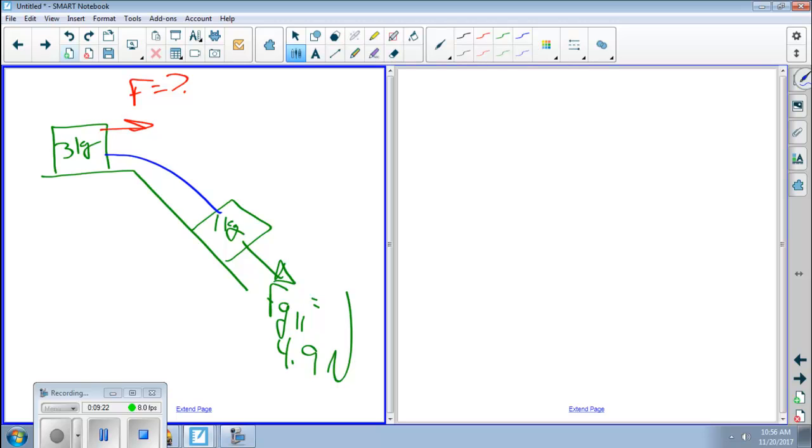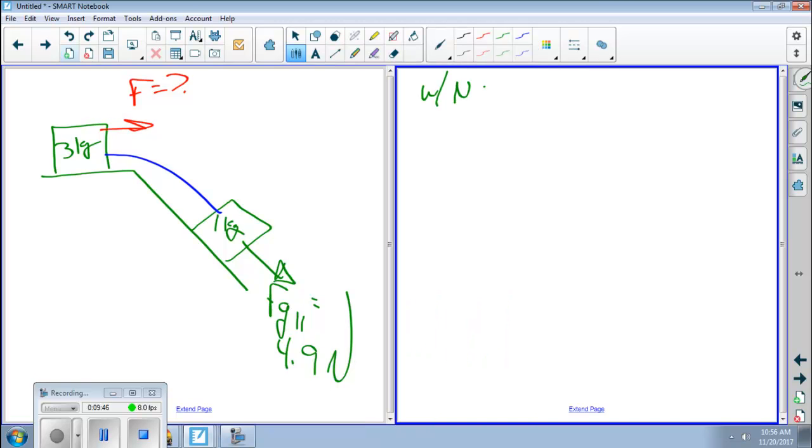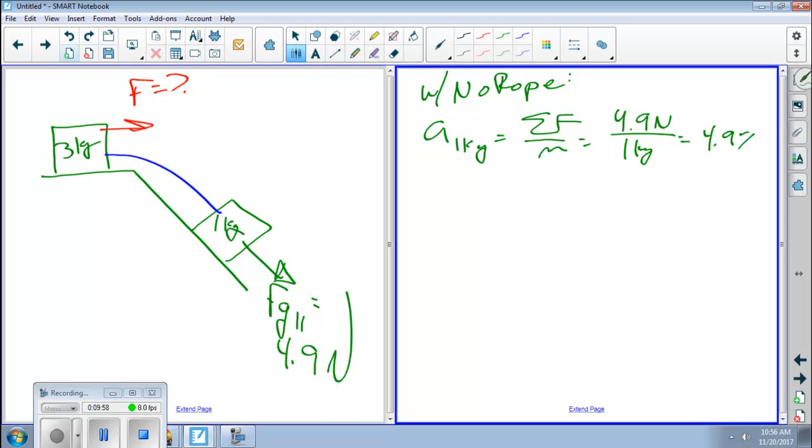The rope will go slack if this has an acceleration that's bigger than this one's acceleration. But does it have to be bigger than the parallel acceleration? Yes, the parallel. So in other words, if this rope wasn't here, with no rope, the acceleration of the 1 kilogram thing would be net force over mass, which is 4.9 newtons over 1 kilogram, which is 4.9 meters a second squared, right?